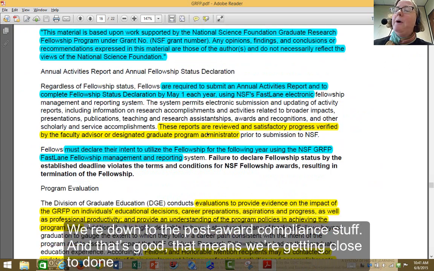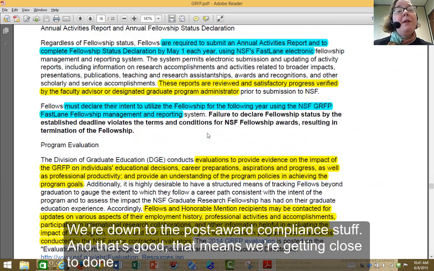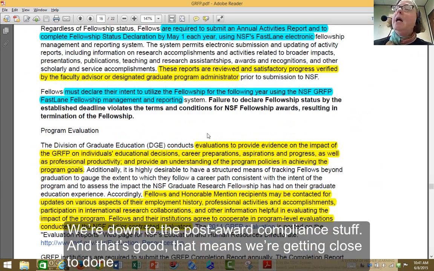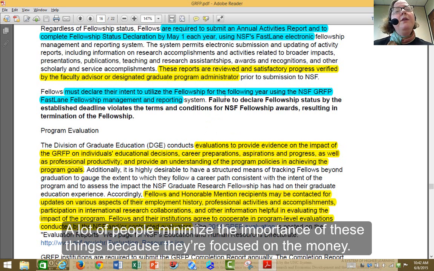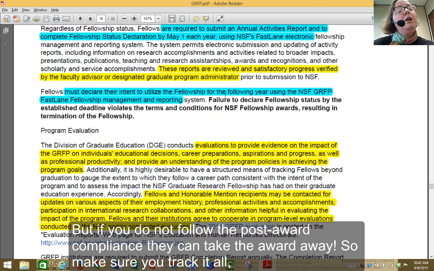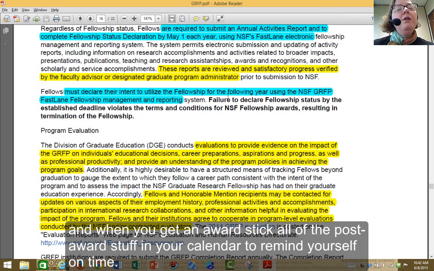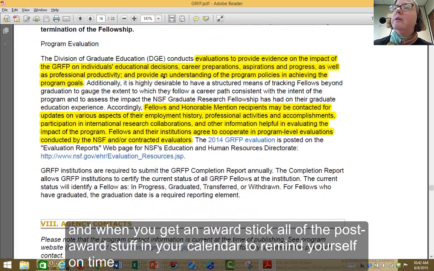We're down to the post-award compliance stuff, and that's good. That means we're getting close to done. In your compliance checklist, make sure some of these things for post-award or after you get the grant are listed. A lot of people minimize the importance of these things because they're focused on the money now, but if you don't follow the post-award compliance, they can take the award away. So make sure you track it all, and when you get an award, stick all of the post-award stuff in your calendar to remind yourself on time.